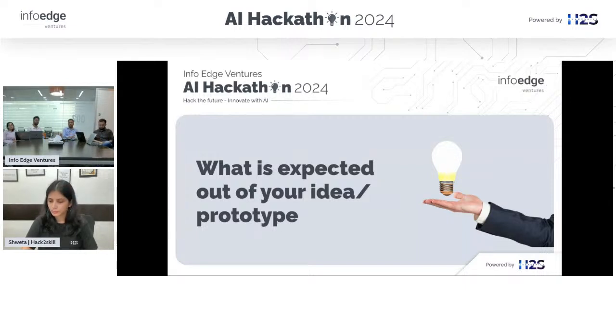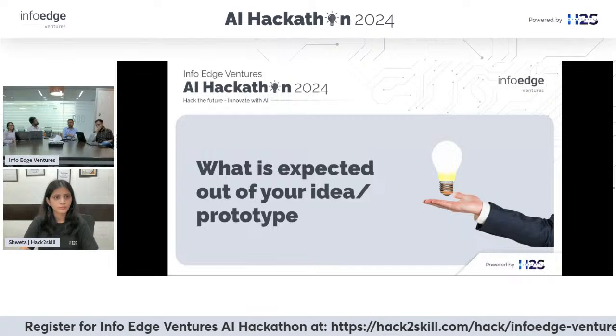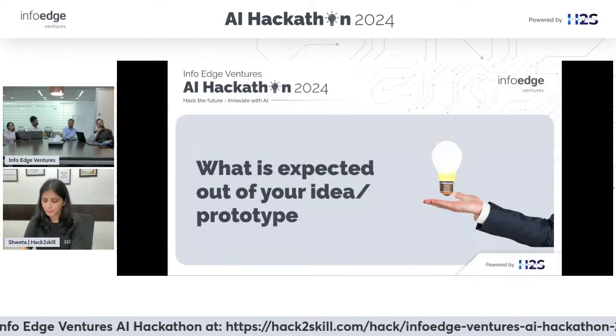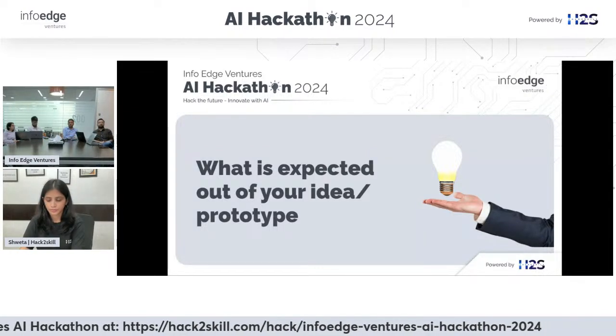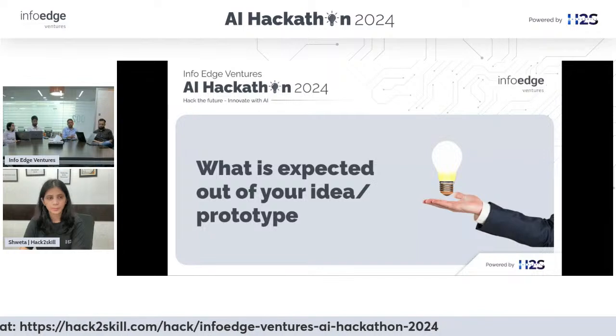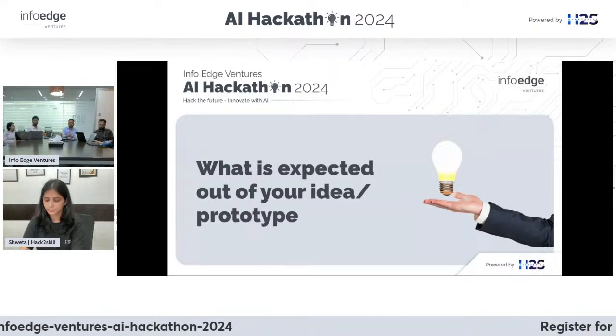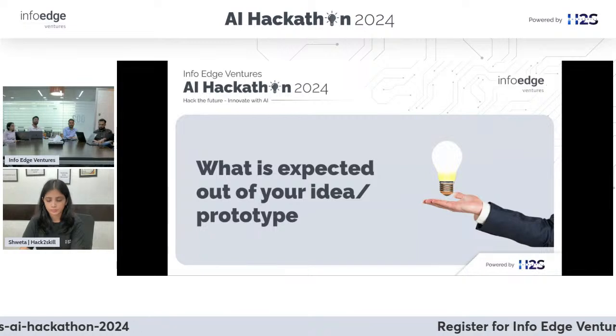From the lens of how sophisticated your underlying technology is, we acknowledge that you don't have a lot of time, so we'll of course look for differentiation in terms of how you're trying to do it, but we wouldn't rely a lot on whether you have come up with something really complex. The idea is to see whether you have identified a problem which can be solved using AI.